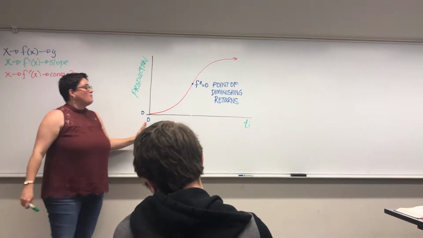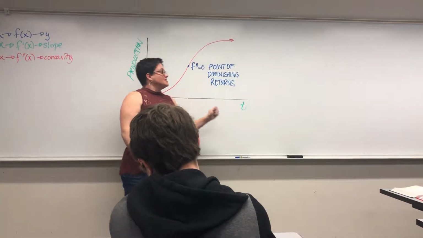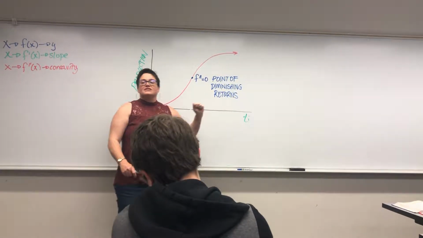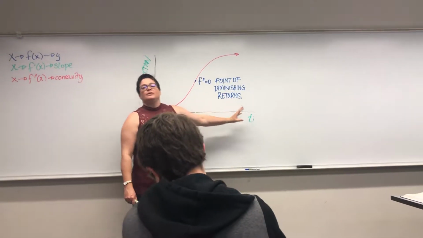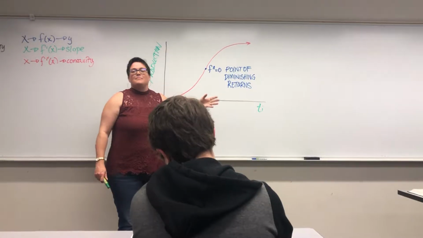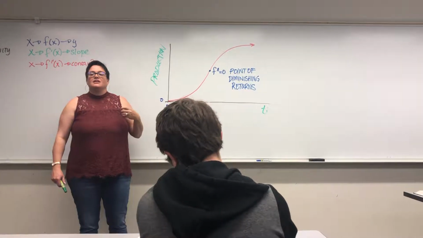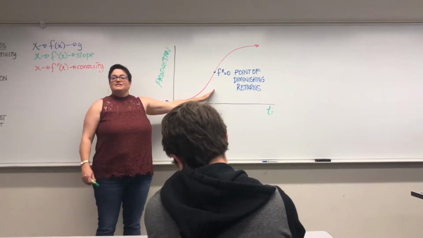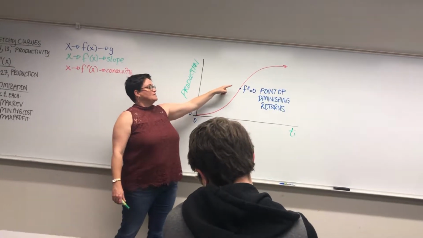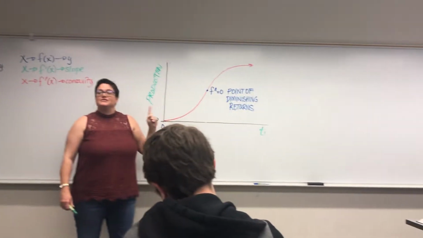This would just be a working day, for example. But this could be a working year, or this could be an entire group. So the way we set this up depends on the nature of the function, but the function itself will look the same. The point of diminishing returns is where that second derivative equals 0.